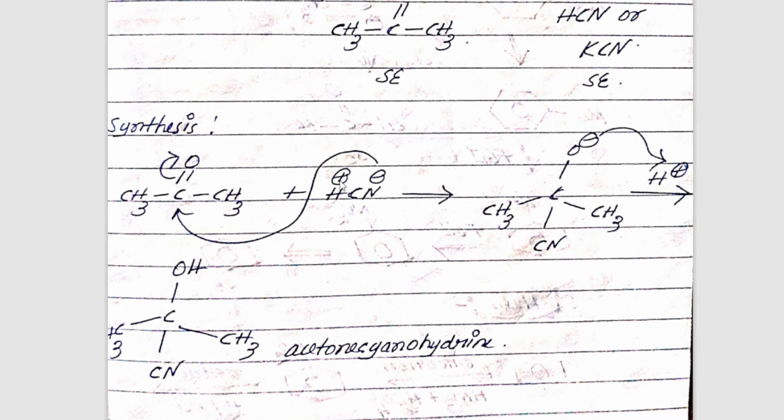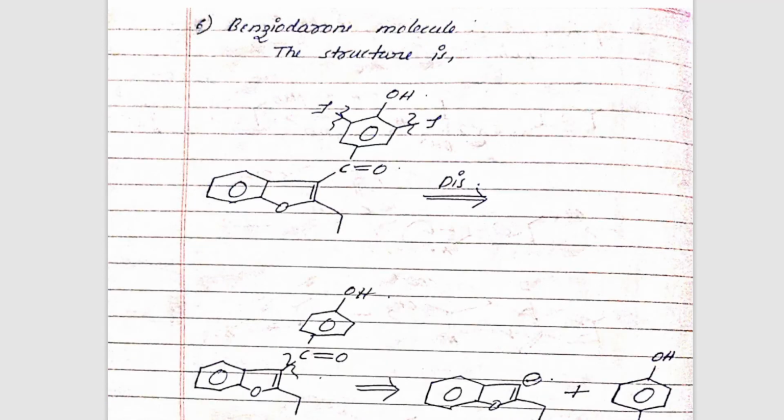So what happens, the double bond is there, the pi bond will shift on to oxygen as a minus sign and carbon will get a plus sign. Here HCN will dissociate to give H plus and CN minus. The H plus part will come and attach to oxygen because it has a minus charge, and the carbon, because it has a plus charge, the CN minus part will come and attach to the carbon. So finally you will get the acetone cyanohydrin. So this is the simplest molecule to show disconnection as well as synthesis.